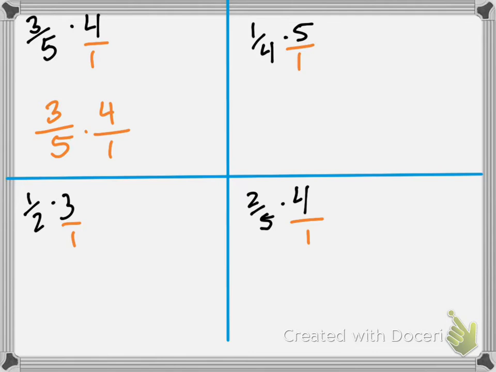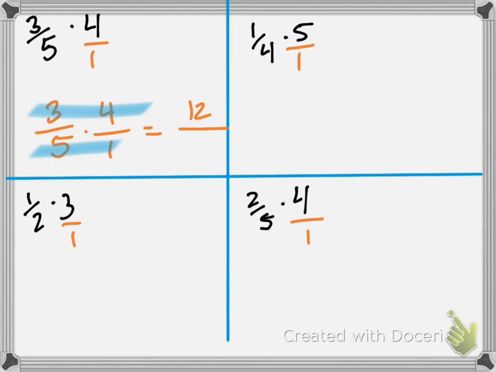Lucas, if I'm looking at the crosses, if I make it into a cross, is there anything that I can simplify here? 3 and 1, can I simplify those at all? 4 and 5, can I simplify those at all? Exactly. Lucas says we can't cross cancel. So we just got to multiply across.